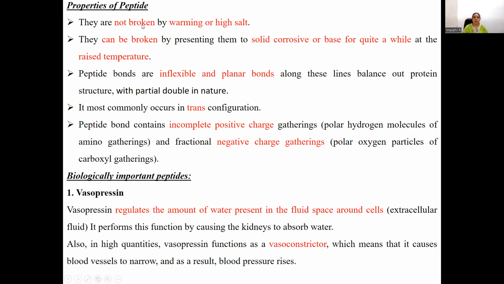So you have to remember it is not broken easily. It can be broken only with corrosives and bases, and it is inflexible, planar in bond, and the conformation is trans. It also has incomplete positive charge and fractional negative charge with respect to the electronegative and electropositive atoms. So this is the property of the peptide bond.